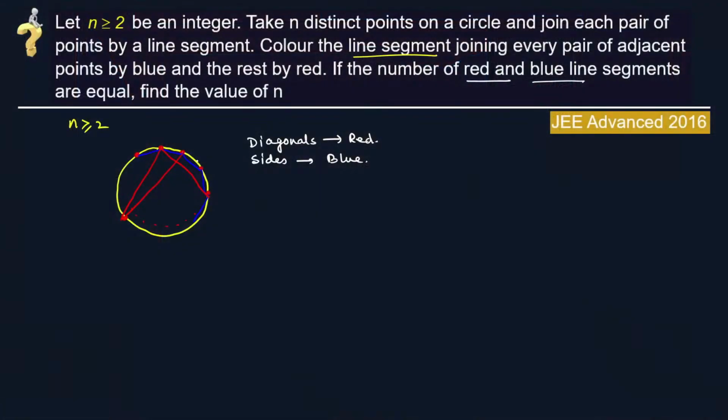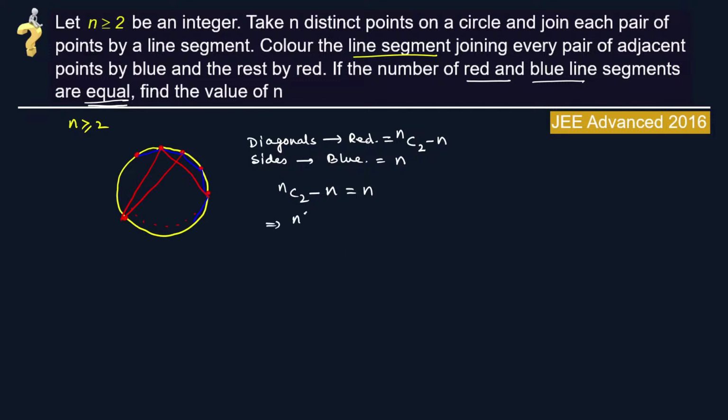I'm telling you. Tell me, what is the total number of diagonals of an n-sided polygon? Obviously, as we have just done, it is nC2 minus n. And what will be the total number of sides? The total number of sides of an n-sided polygon is n. Now, by the question, they have said nC2 minus n is equal to n. That is, the number of red and blue line segments are equal, they have said. So these two are equal, and from this we are simply going to solve for n. That's the problem.